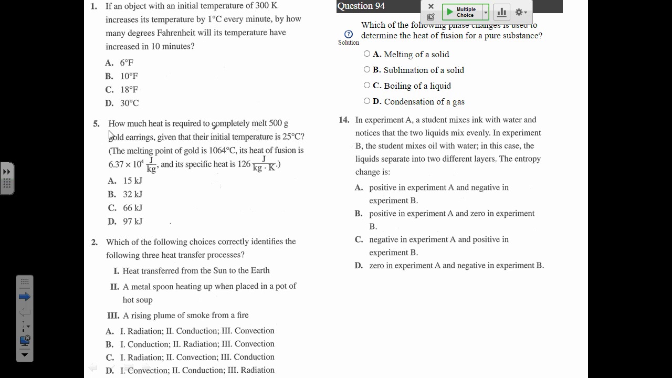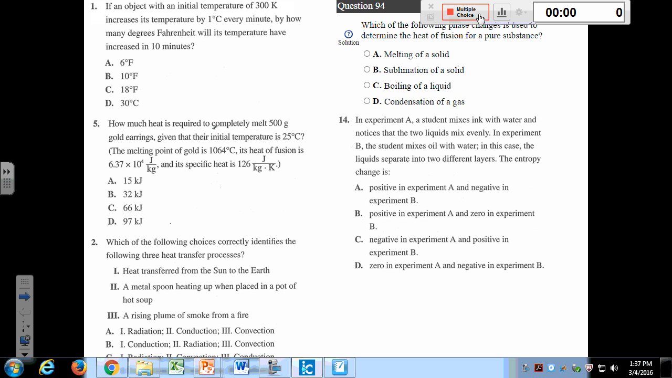Let's try number 5 here. This is actually in your book, but please don't look in the back. Number 5: how much heat is required to melt 500-gram gold earrings given their initial temperature? And it gives their various melting points and stuff.